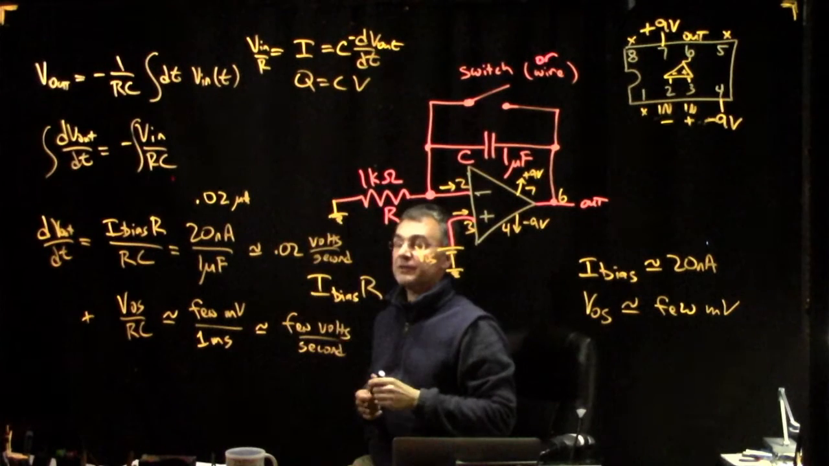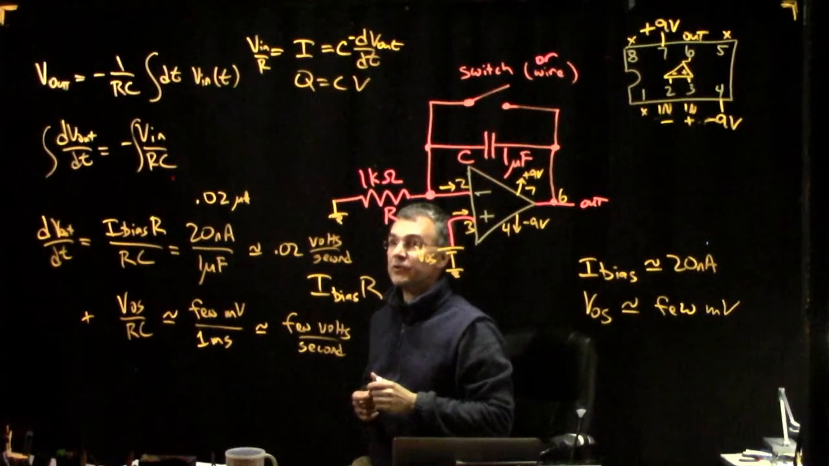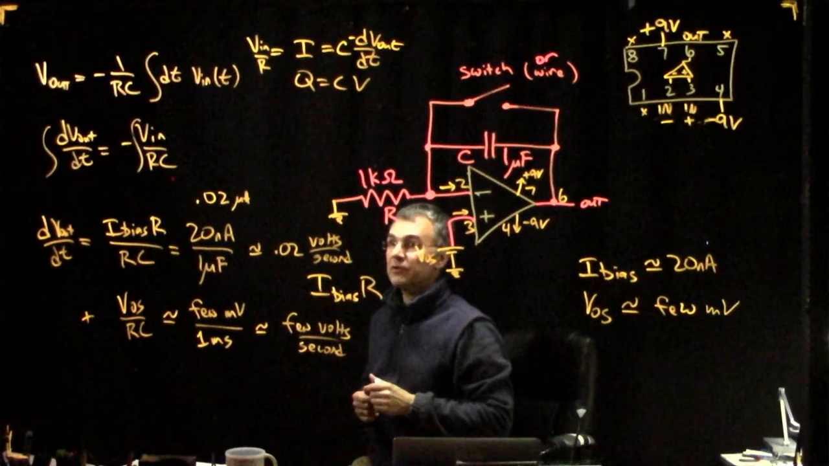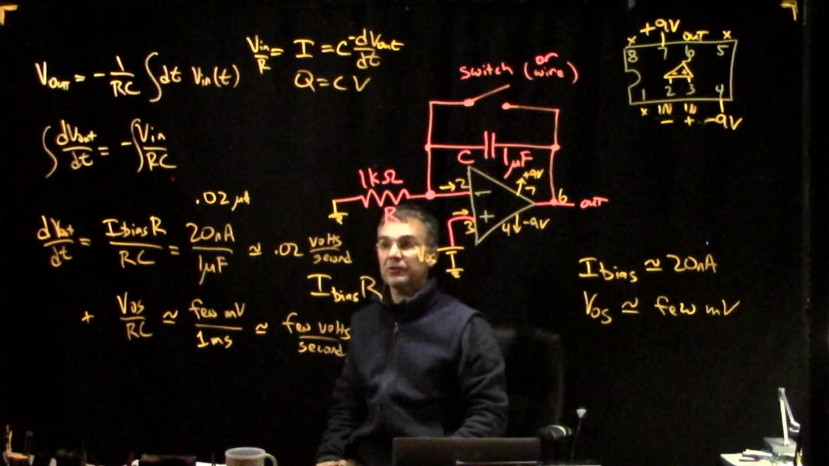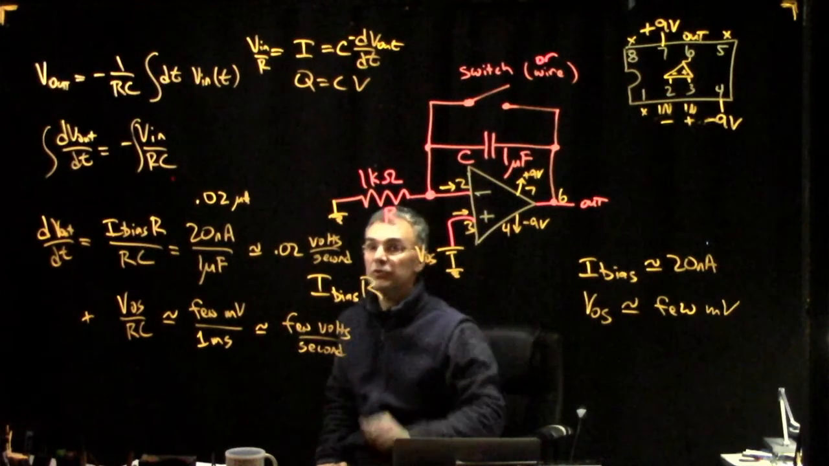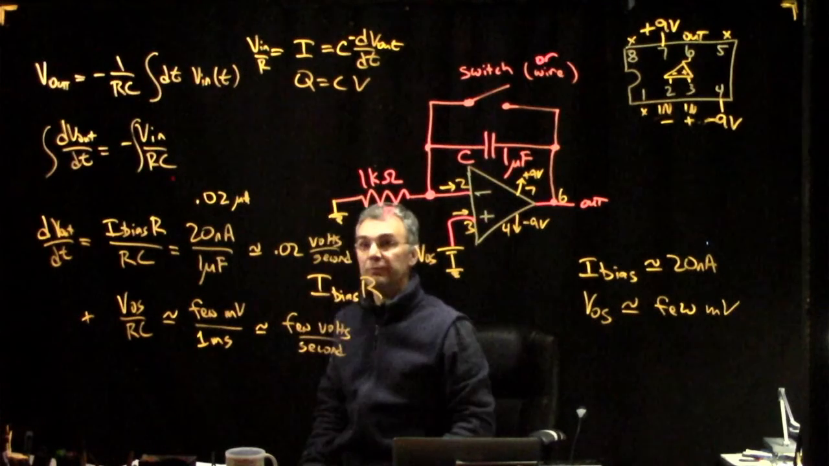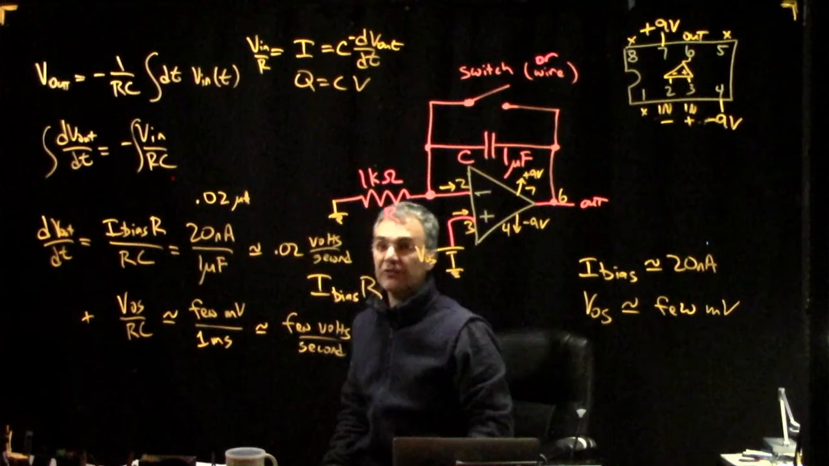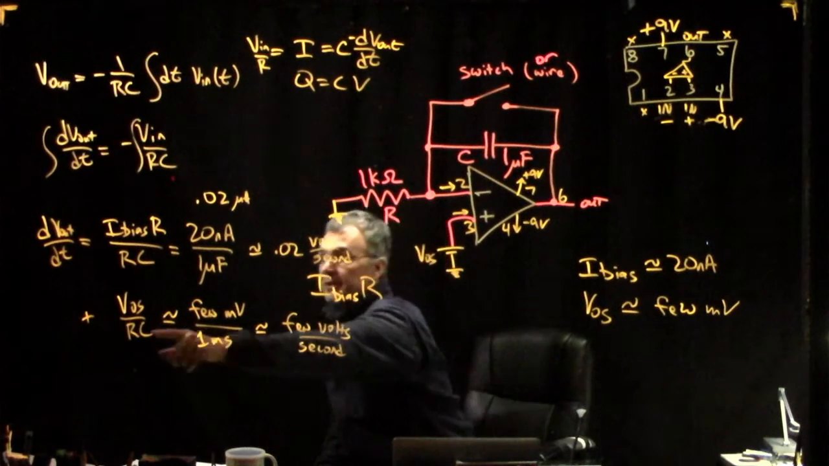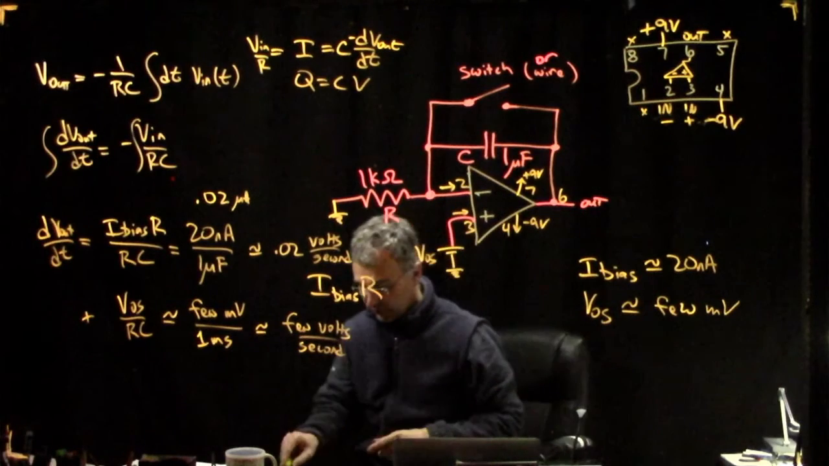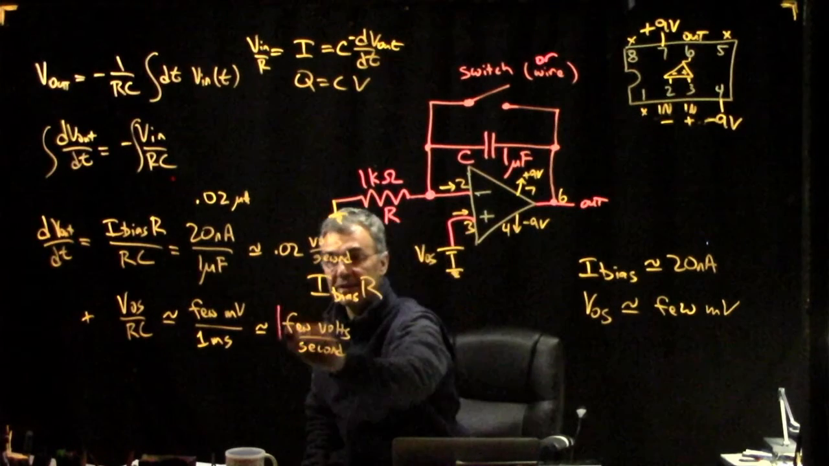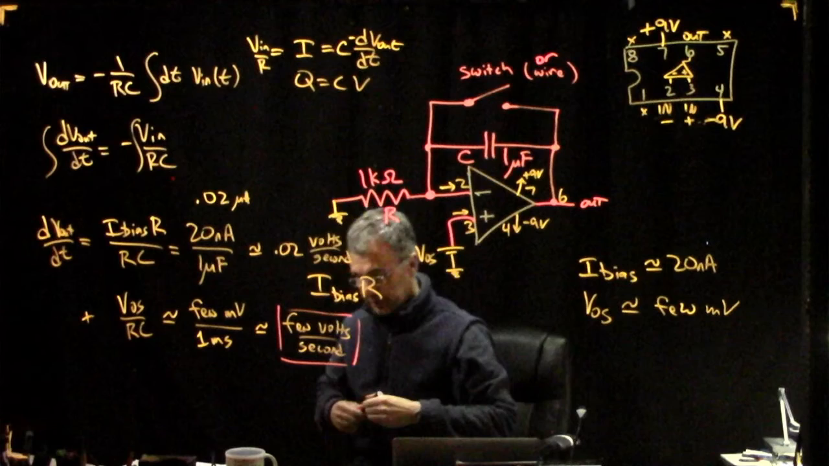If I did that right, right? 20 nano is like 0.02 micro. Yeah, so it seems like this effect is going to be a lot smaller. So the effect of I bias will be pretty tiny, maybe less than 1/10 of a volt per second. But the effect of V offset should be pretty big. It should be like a few volts per second. So I guess what we expect to see is a slope.